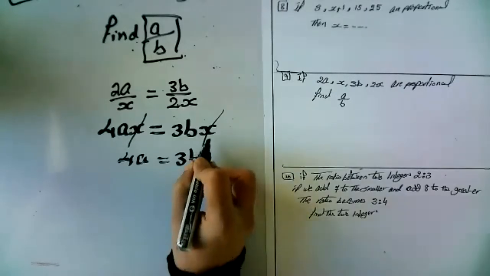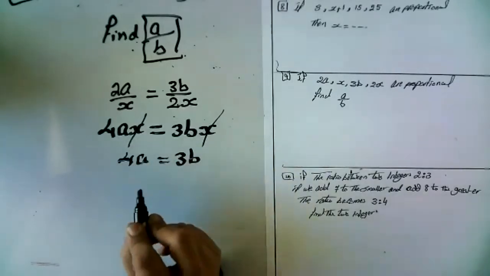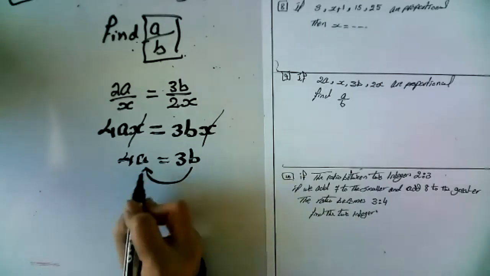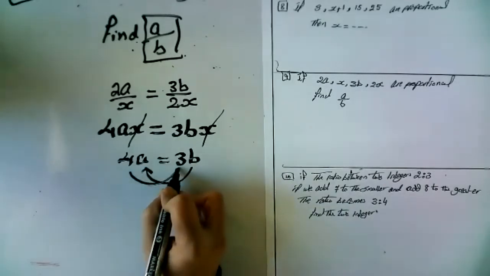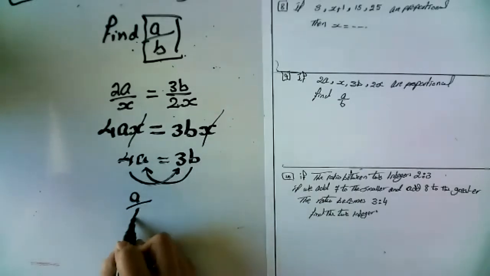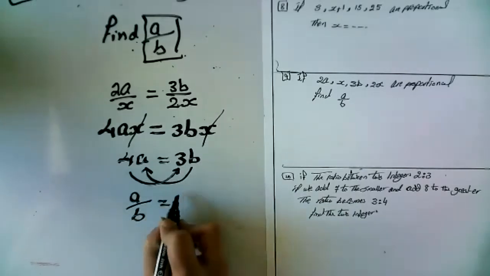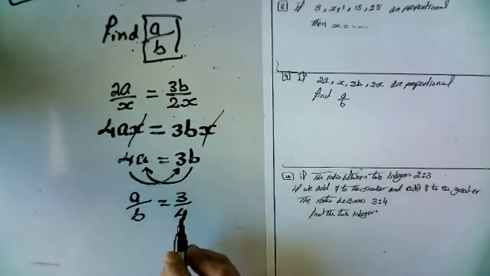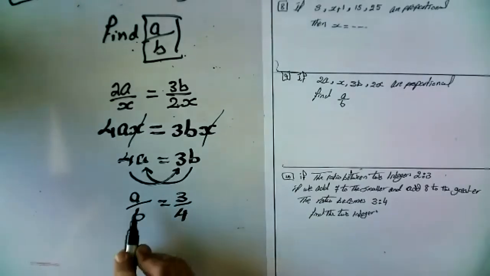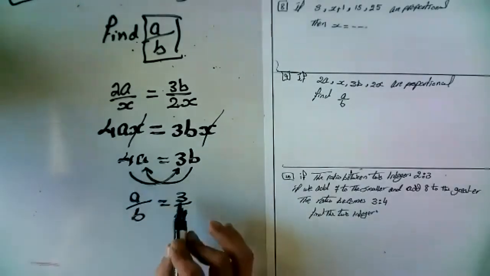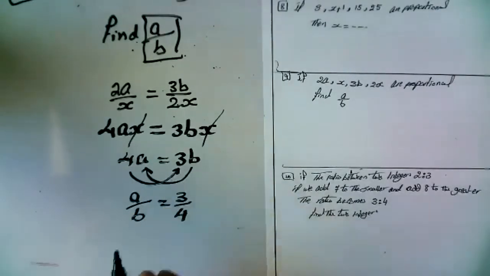Now, after canceling x from both sides, we can get the value of a over b equals 3 over 4. Then a over b equals 3 over 4. If we want to check it, we cross these numbers: a times 4 is 4a, 3 times b is 3b.